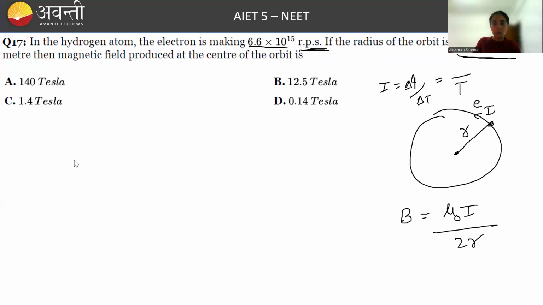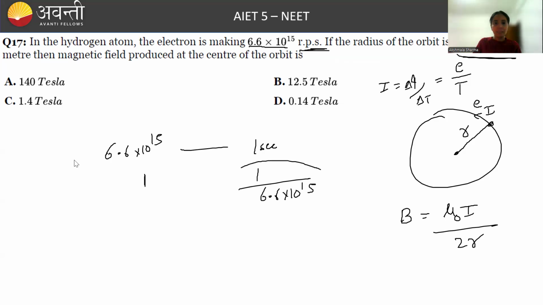So for time period T, how much charge is flowing? E. So this will be the current. And here, how many rotations? It is making 6.6 into 10 to the power 15 rotations in 1 second. So in how much time will it make one rotation? 1 by 6.6 into 10 to the power 15. That is going to be the time period. Okay.